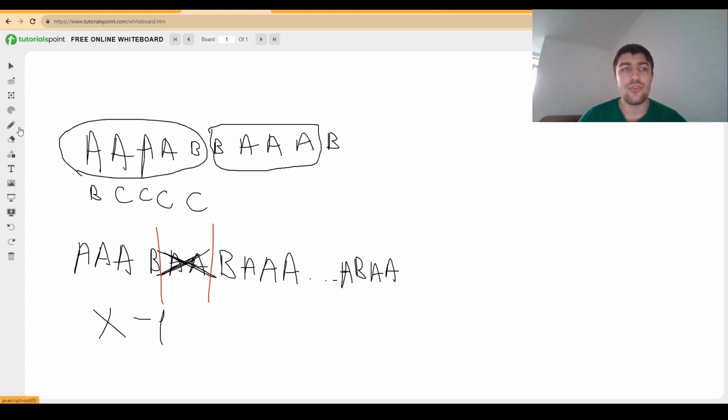Or, as I saw in some other approaches after the contest when I talked to my friends, we can just find the smallest group of A's. And for example, if we have two B's in a row, then we can just say that the smallest group of A's is zero, as if there is no A between these two B's. And this is also good enough.